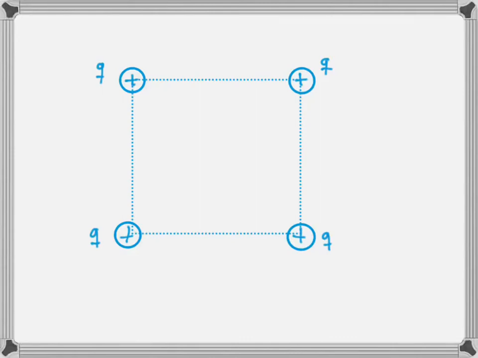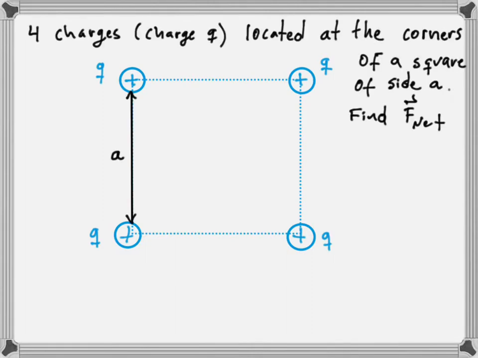Let's work on a problem where we have several charges and we're going to apply Coulomb's law equation to solve for the force acting on one of these charges. So we have four charges, each one has a charge Q, and they are located at the corners of a square.